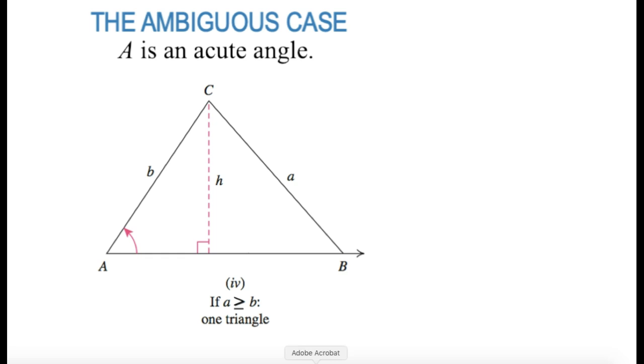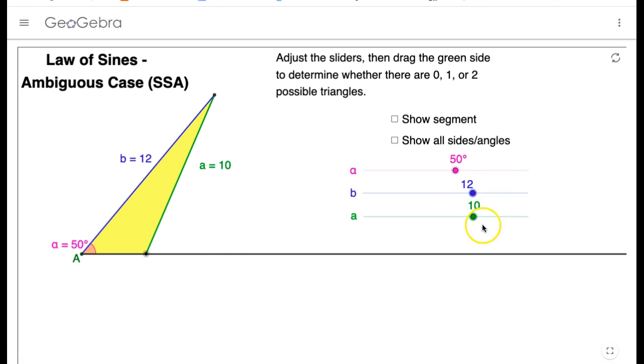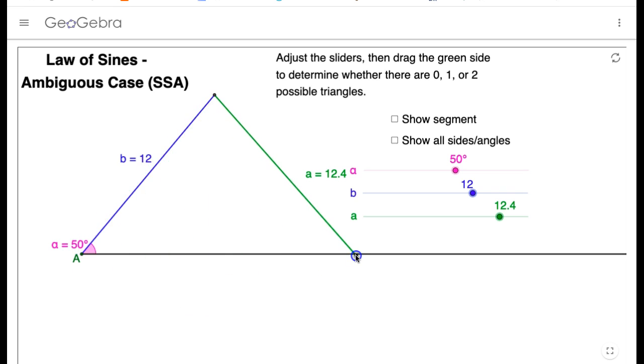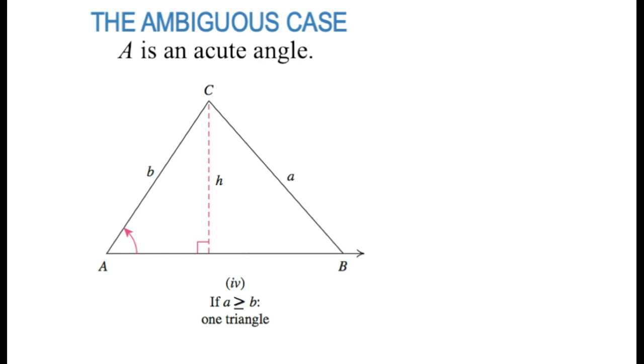So again, a visual of that. We can say if we make this side something like that, right, where A is greater than B. Right, if I click and drag this, we can see that we're not going to create a triangle over here, but we will be able to create one over here. Right? So there are four possibilities if the given angle, angle A, is acute.